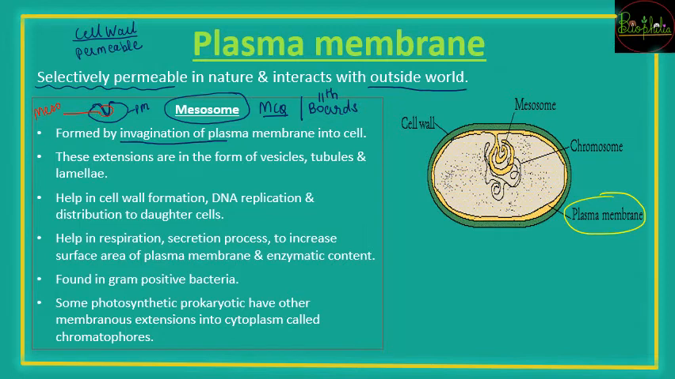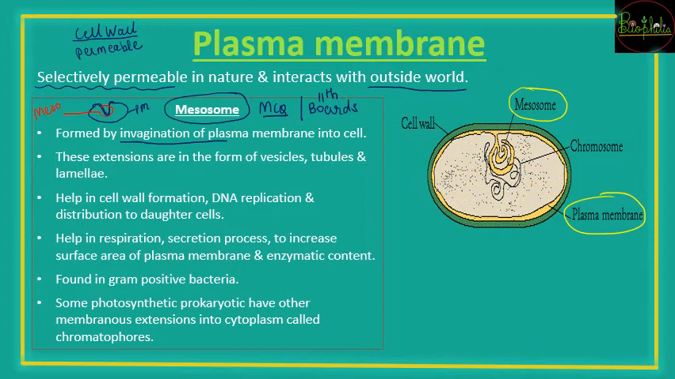And that yellow is going to extend and get coiled to form the mesosome. Now, what does this mesosome do? Because if it is extending, there should be some function. Otherwise, it would have been eliminated with the due course of evolution. But it did not happen. So, what is it going to help in?